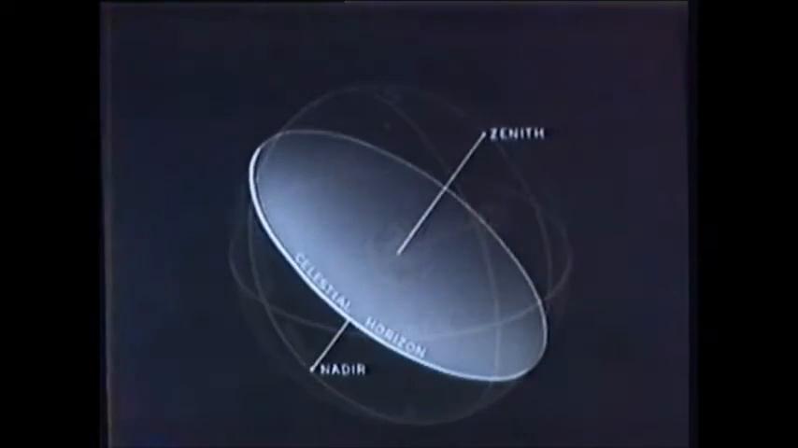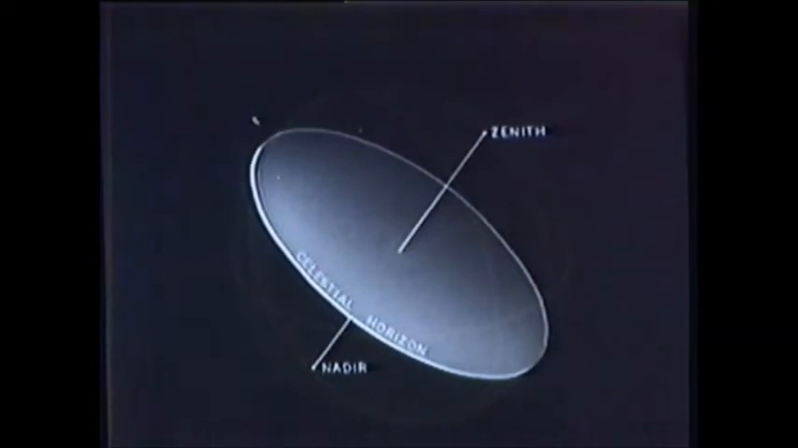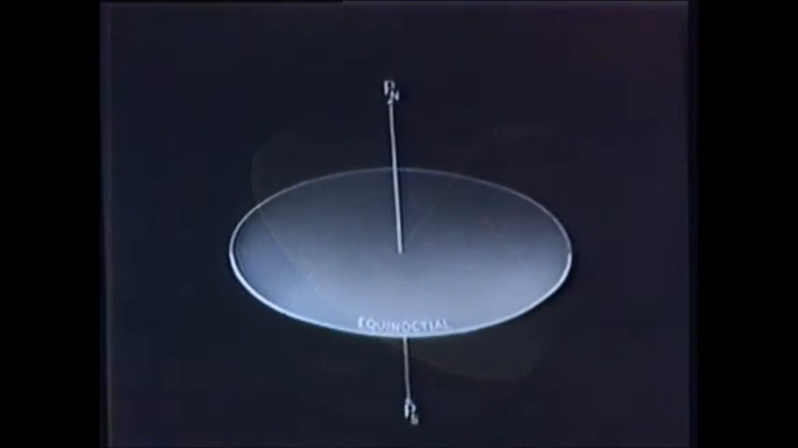To locate the celestial horizon, pass a plane through the center of the Earth, which is also the center of the celestial sphere, so that it is perpendicular to the zenith nadir line. The line of intersection of this plane with the celestial sphere is called the celestial horizon. The relationship of the horizon to the zenith nadir line is similar to the relationship of the equinoctial to the north-south axis.